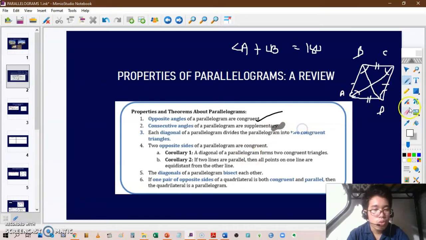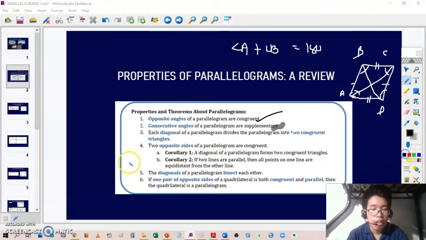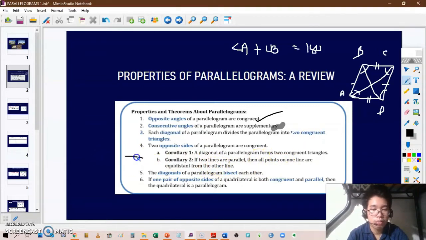Also, two opposite sides of a parallelogram are congruent, which follows the first property. Corollary number 1: a diagonal of a parallelogram forms two congruent triangles, which is related to number 3. Corollary number 2, for number 4: if two lines are parallel, then all points on one line are equidistant from the other line. That's very logical, or commonsensical. All of these points are equidistant from the given parallel line.